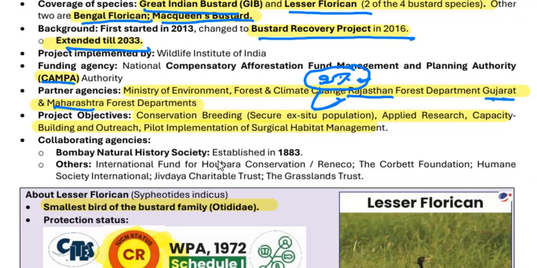What is the project objective? The project objective is conservation breeding, securing an ex situ population. Next are applied research, capacity building, outreach, pilot implementation and surgical habitat management. These are the collaborative agencies, not required to remember everything.